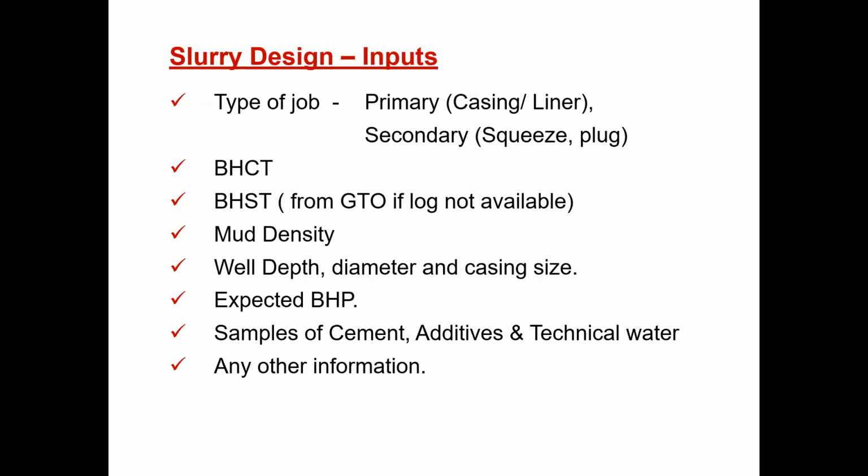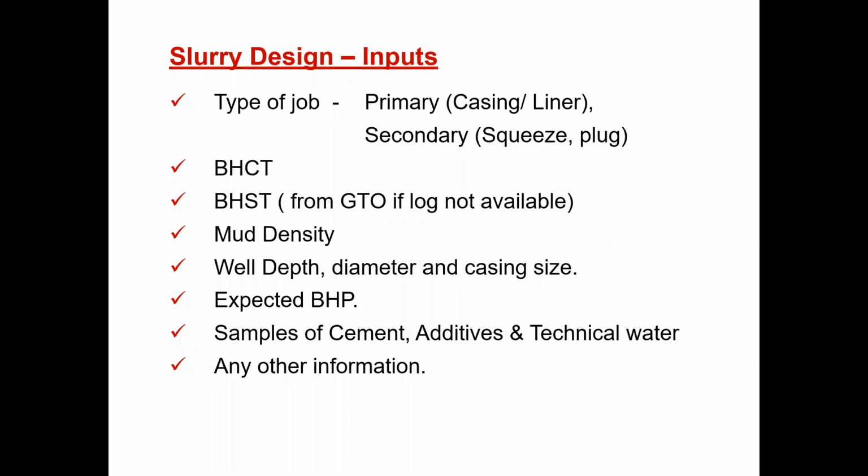Now, when we design the cement slurry, the inputs required are the primary job, whether it is casing or liner, and bottom hole circulating temperature, which is very important. As I told earlier, we design the cement slurries at this temperature. BHST is important to calculate the strength at that temperature. So there's a difference. Remember this BHST and BHCT.